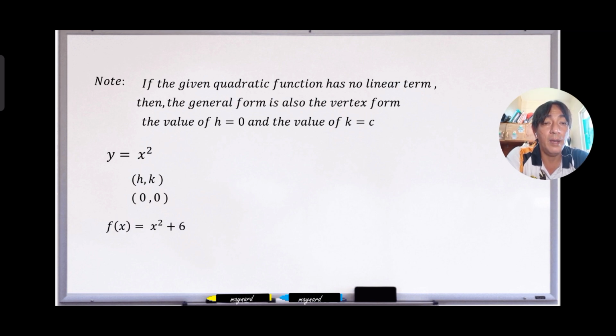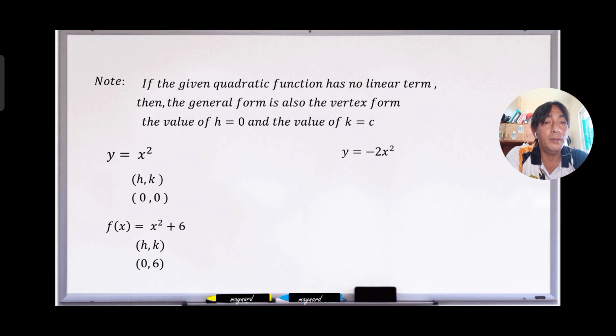Another one, f of x naman ang ginamit ngayon. Huwag kayong malilito, pareho lang yan. F of x is equal to x squared plus 6. As you can see, general form siya pag unang tingin. Pero, makikita mo wala siyang linear term. Therefore, yung vertex form natin is the same as general form. Yung h natin dyan ay 0. And then yung k, yun yung value ng c, which is 6. So, coordinates ng vertex natin dyan will be 0, 6. Okay, yan na rin yung ating vertex form. Kasi nga, wala siyang linear term.